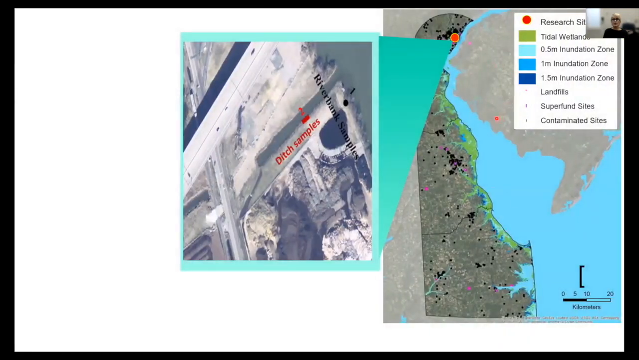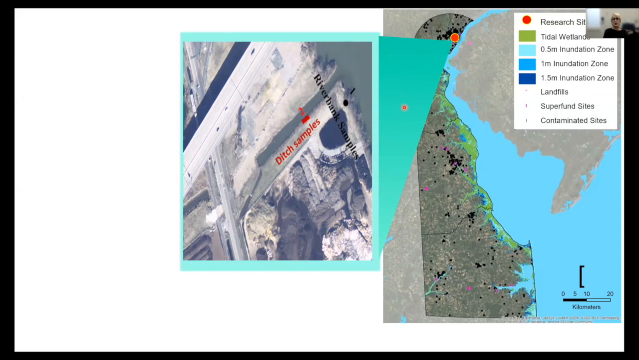This map shows Delaware and its 0.5, 1, and 1.5 meter inundation zones. The red dot is the location of my case study at a contaminated site in coastal Wilmington, Delaware, that falls within the 1 meter sea level rise inundation zone. The site is adjacent to Superfund sites, landfills, and waste generators and has elevated amounts of arsenic.